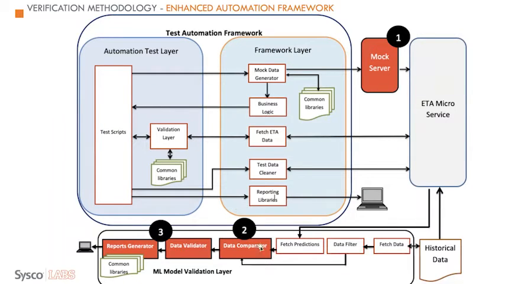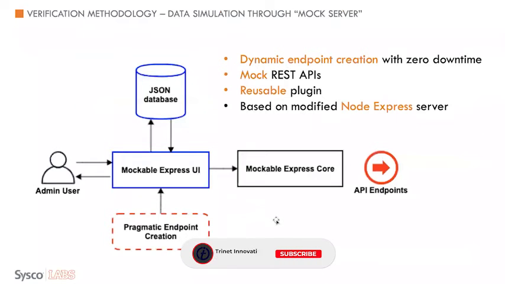Now moving on with all these red highlighted boxes, let's look at what the mock server is. It has a very simple UI, and we had a JSON database with our payloads, and it enables us to create dynamic endpoints. Basically we used it to mock all the REST endpoints that have been integrated into this application, so that we can pump any kind of simulated data into a machine learning algorithm. So this is a simple component, and it's a reusable one.